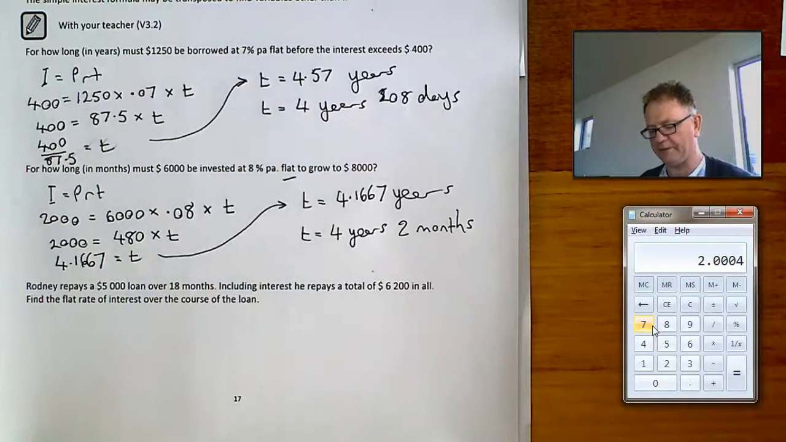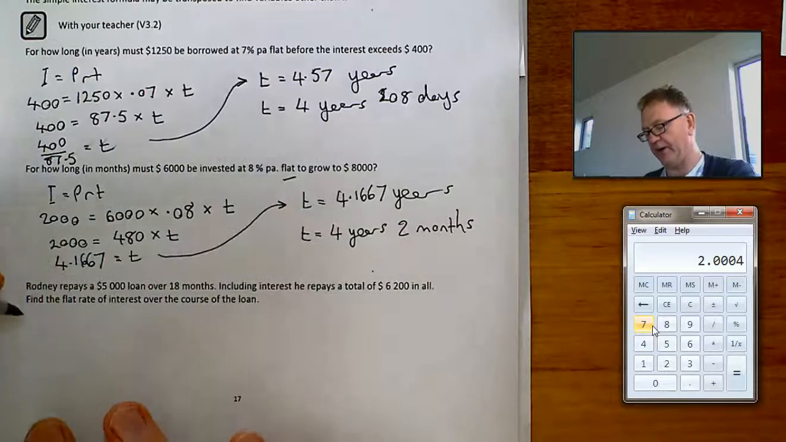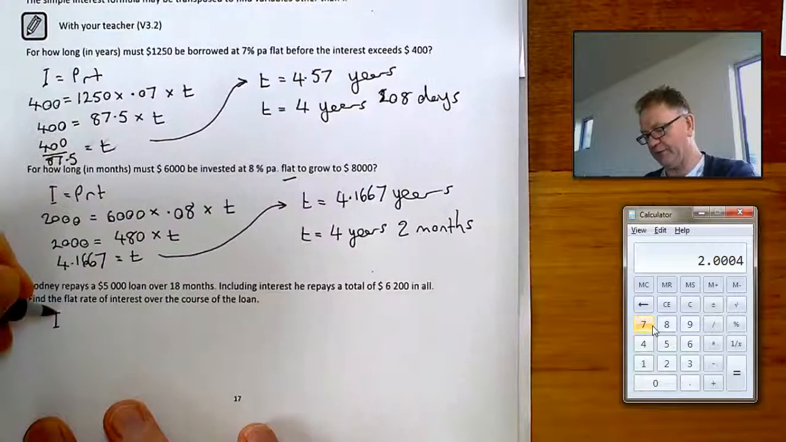Okay, Rodney repays a $5,000 loan over 18 months. Including all his interest, he pays a total of $6,200 in all. Find the flat rate of interest. Flat rate means use the simple interest formula.